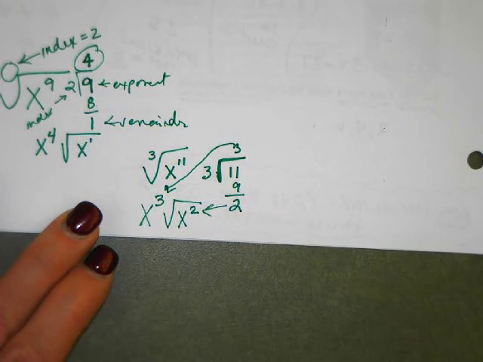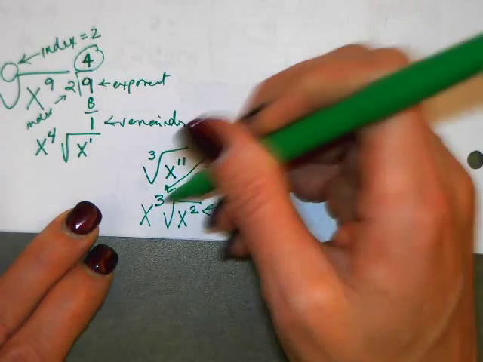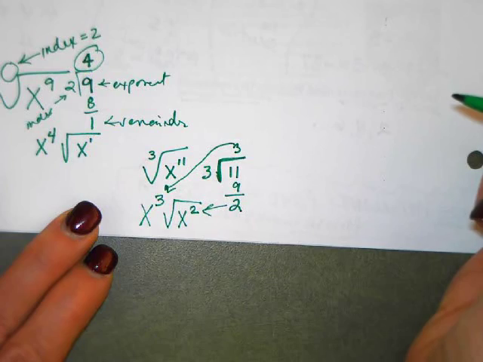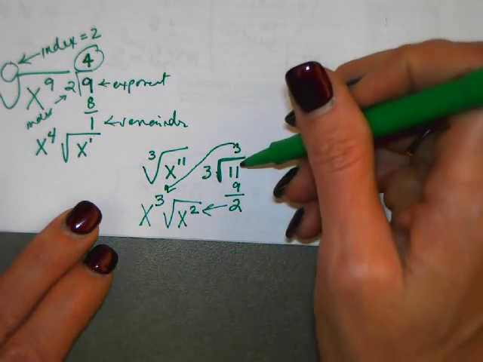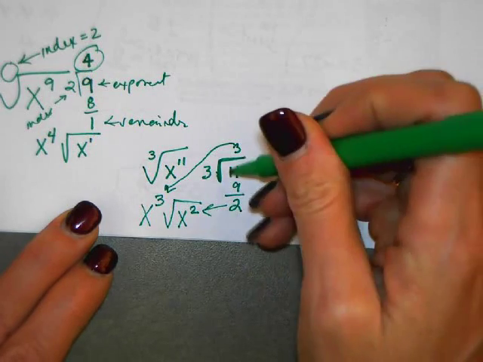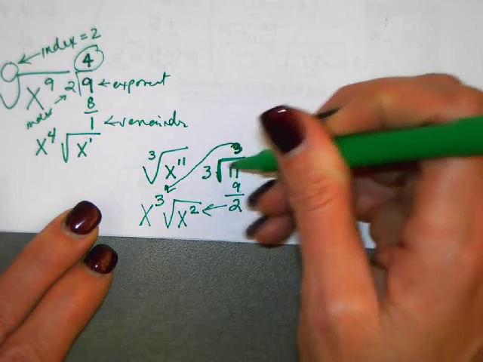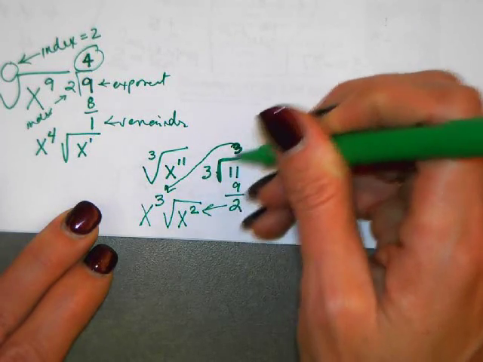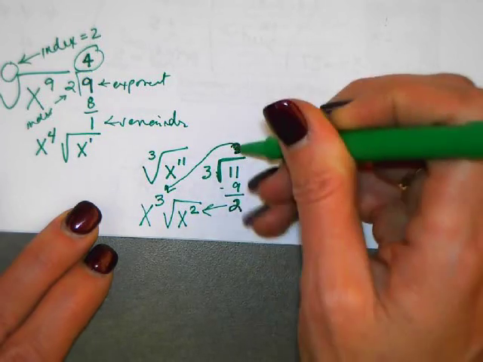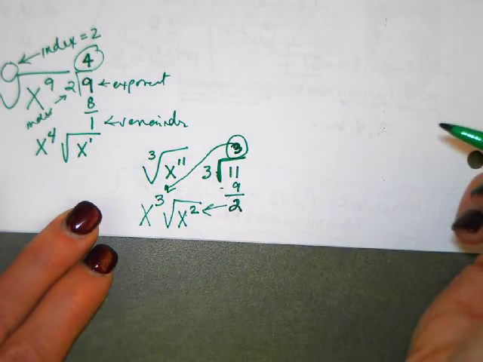Okay? So you use your index, divide your exponent by your index. That tells you how many gets pulled out, and that tells you how many stays in there. I did it right here. 11 divided by 3. I have 3 here, so 3 goes into 11 3 times. 3 times 3 is 9. I subtract and have a remainder of 2. So the whole number goes on the outside, and the remainder goes on the inside.